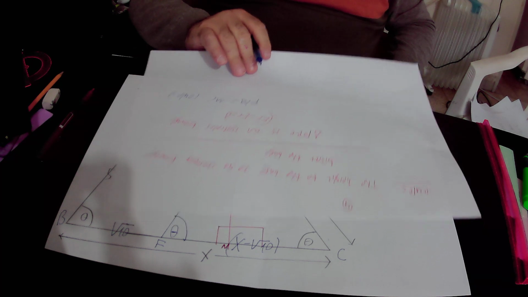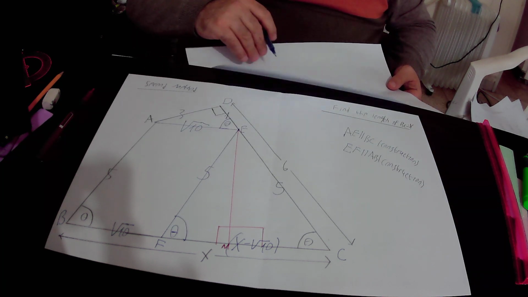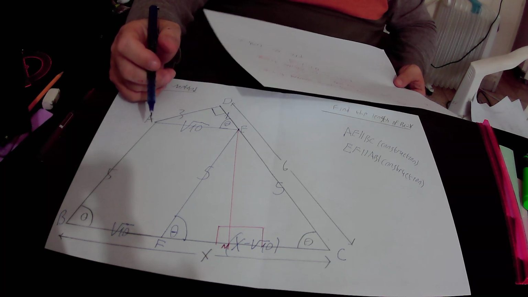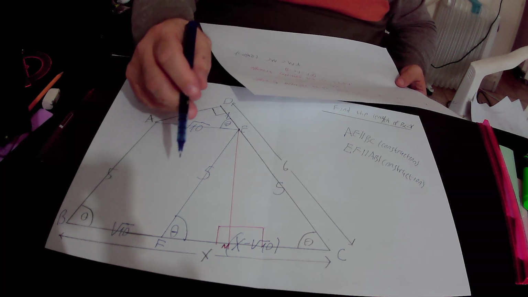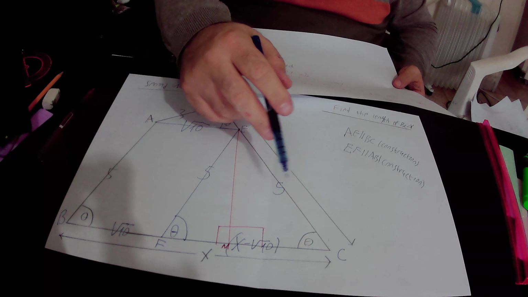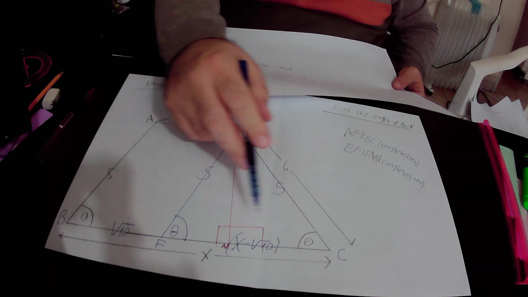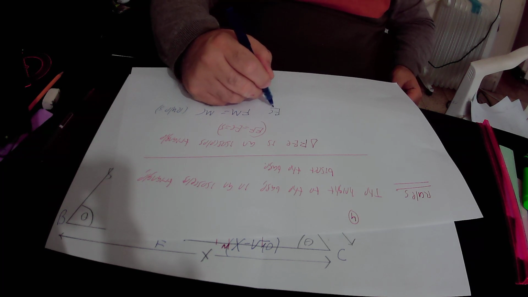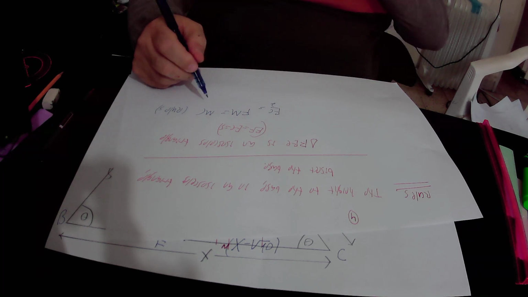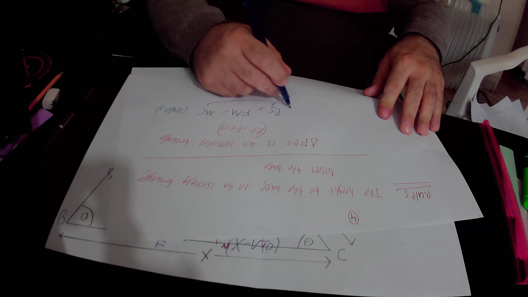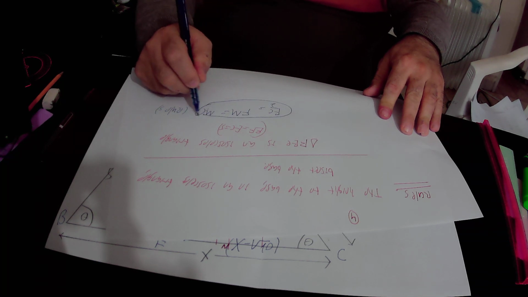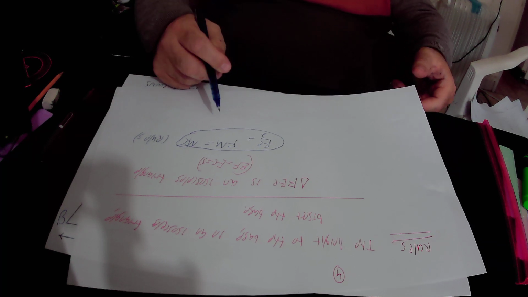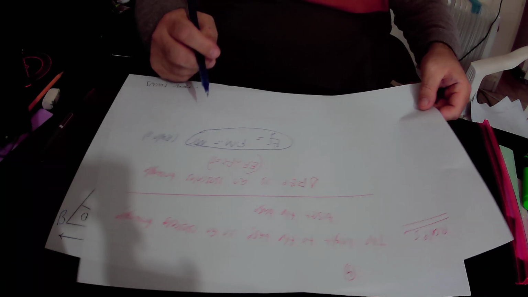Because it bisects the base, it means that FC over 2 equals FM. Okay, because it bisects the base FC, it means that FC over 2 must be equal to FM and must be equal to MC.